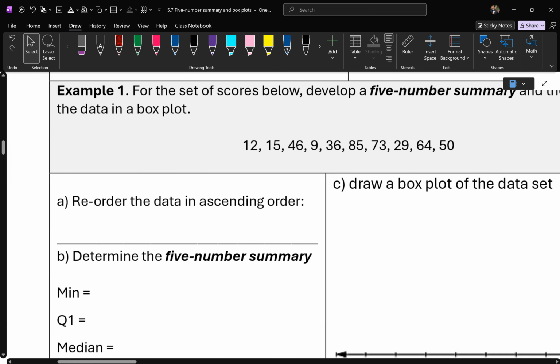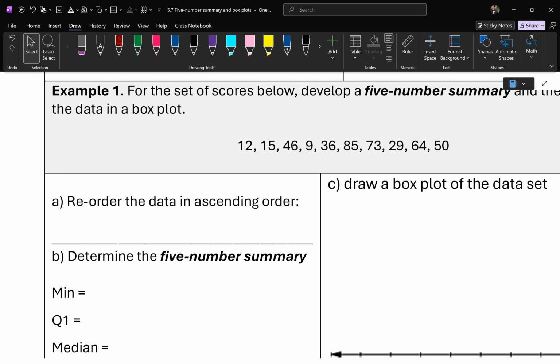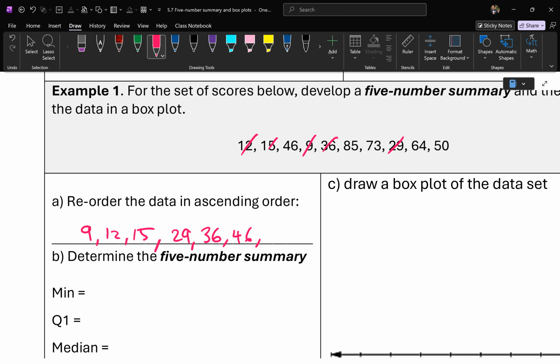So at the moment, what's the smallest number you can see? Smallest number? 9. Okay, so I'm seeing 9, so I'll cross that off. What's the next number after 9? It looks like it's 12. Then 15. Then what's the next one? 29, am I right? Yeah, 29. 36. 46, yes. 50. 64. 73. 85. Write that down if you couldn't be bothered writing it from smallest to largest. I've done it for you.